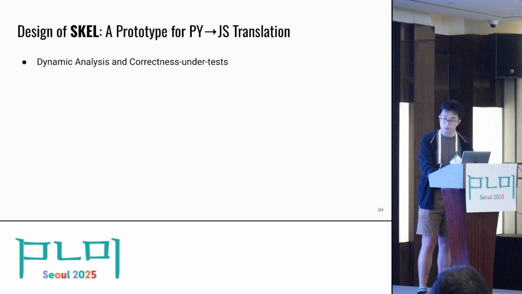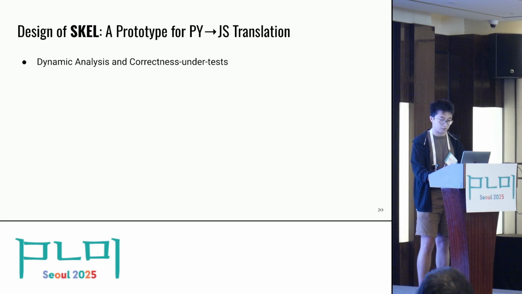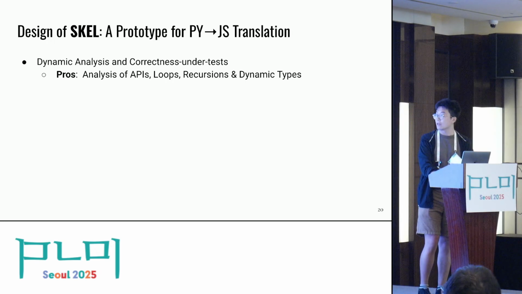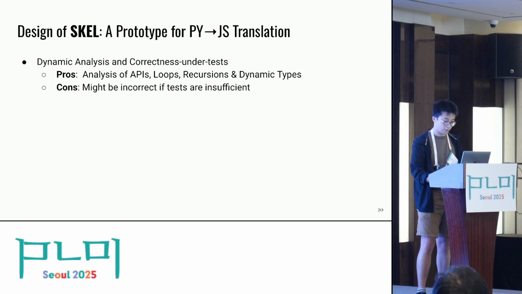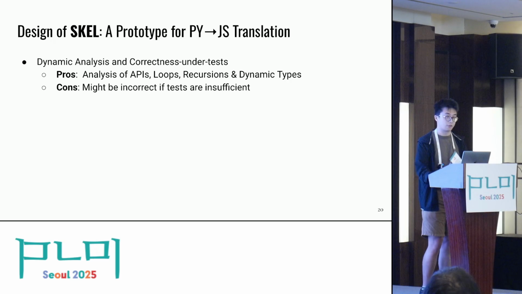First, we focus on dynamic analysis and correctness under test. So the benefit is that the analysis of APIs, loops, recursions, and dynamic types are made much easier. The downside is that it can be incorrect if the tests are insufficient.